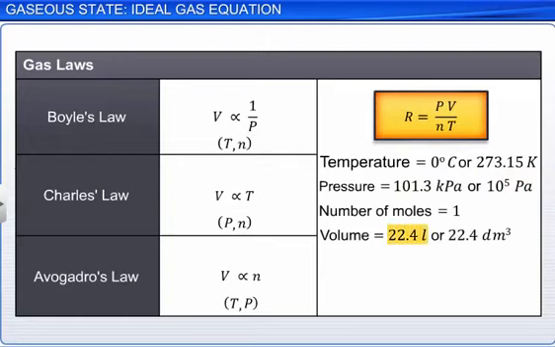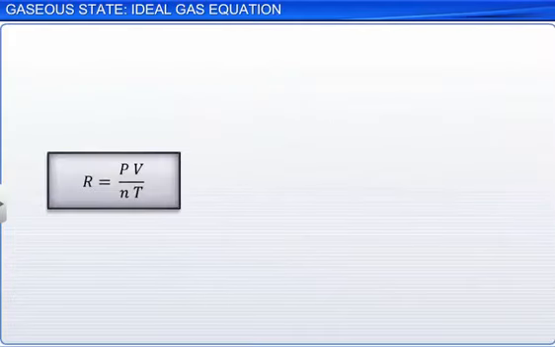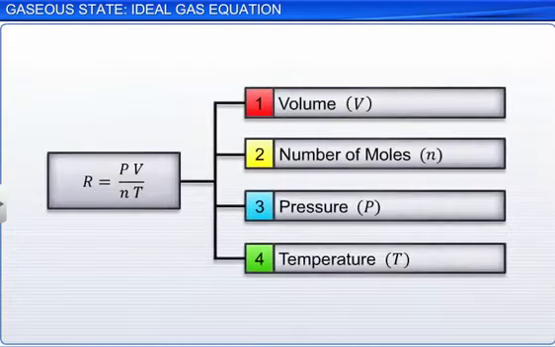On substituting the values in the equation, we can get the value of R as 8.314 joules per Kelvin per mole. We have learnt that the ideal gas equation is a relation between four variables: volume, pressure, temperature, and number of moles of a gas.